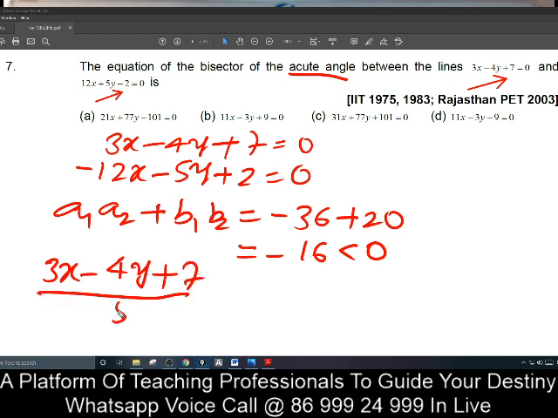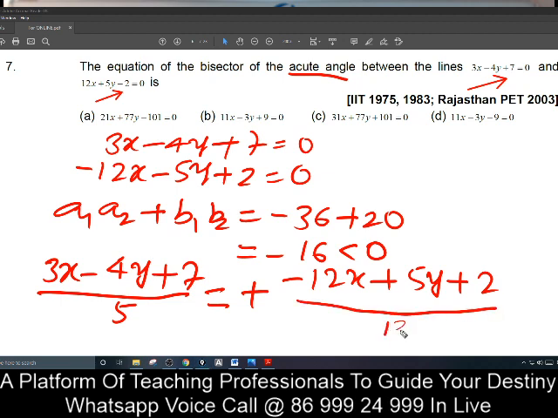So 3x minus 4y plus 7 divided by 5, root of 3 square plus 4 square is 5. You got negative here, that is why you have to take plus for the acute angle. Take the equation minus 12x minus 5y plus 2 divided by 13. Can you simplify and tell me the answer, anyone? Anyone please?